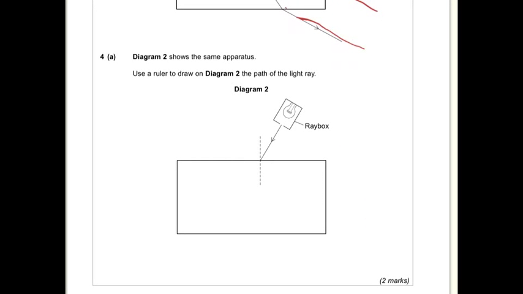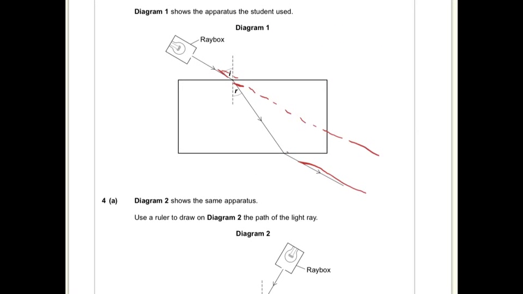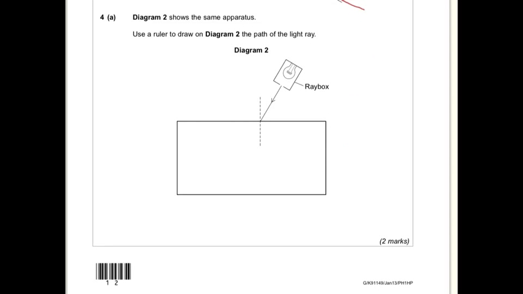So here we've got the same apparatus, but just arranged in a slightly different way. So up here you've got the ray box over on the right hand side, whereas down here you've got it on the left hand side. But you're going to have to do the same thing. You're going to have to use the ruler. What did it do when it went in this way? Well, it bent down towards the normal.